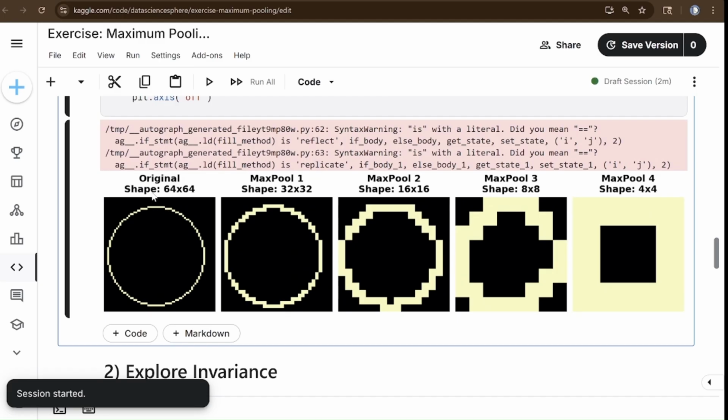See, this is the original one. Shape is 64 by 64. These are the red points, 0 points. Now with maximum pooling, these have increased. After maximum pooling 2, the size is 16 by 16. After third pooling, 8 by 8. After fourth pooling, shape 4 by 4.